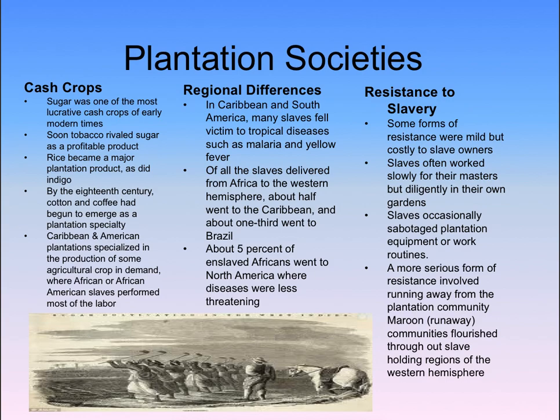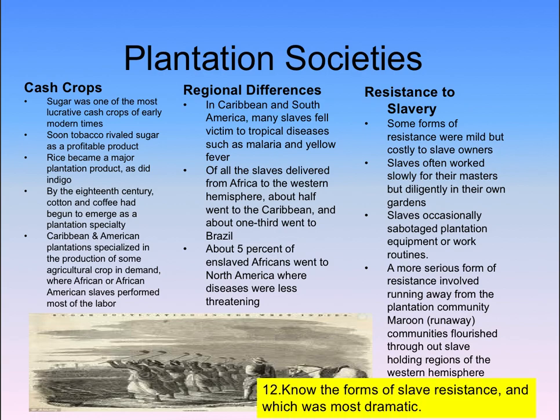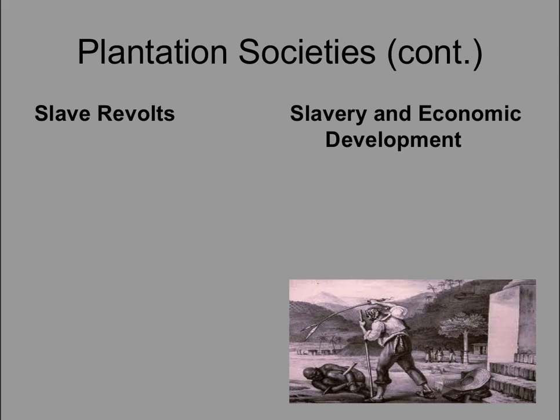Slaves occasionally sabotaged plantation equipment or work routines, breaking work equipment, hiding work equipment. That kind of thing was going to set back the plantation owner. A more serious form of resistance involved running away from the plantation community, forming maroon communities. So the maroons were known as the runaways, and they would go into the highlands or into the swampy lands, depending where they were, and they would establish their own communities there. So, know the forms of slave resistance and which was most dramatic.